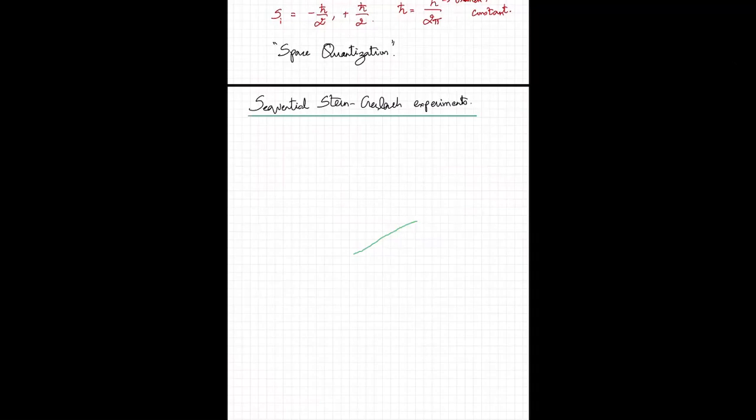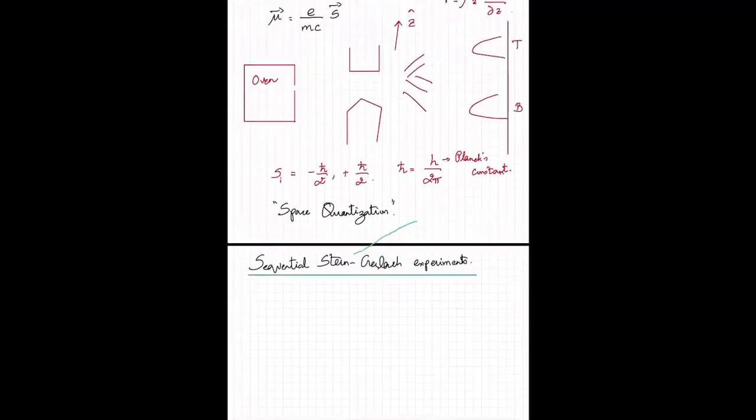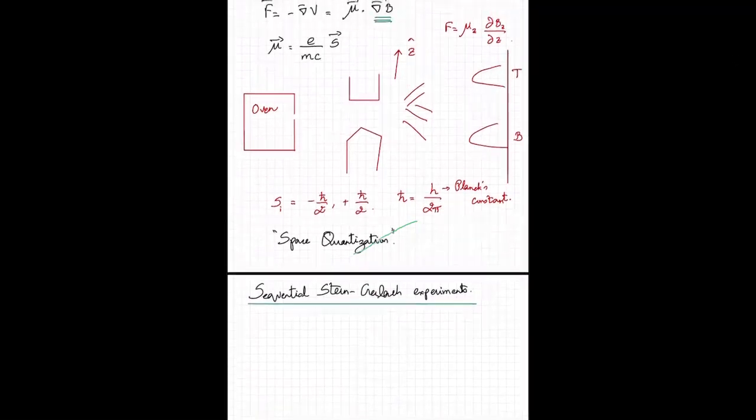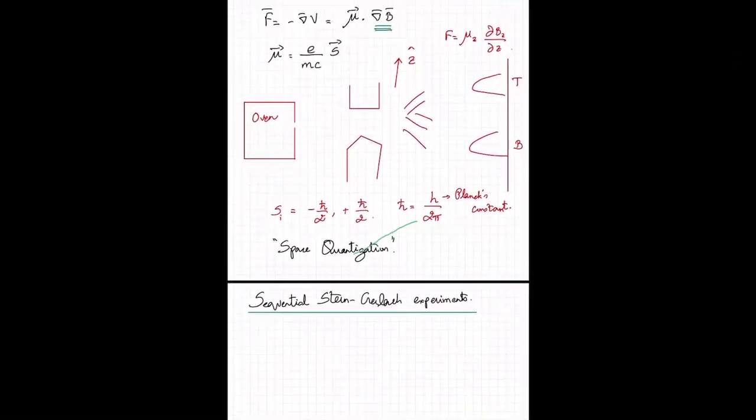So how am I going to do this? First of all, notice that I can place these magnets either along the Z direction, X direction, or Y direction. It is completely up to me, right? So if I place it along the Z direction, there will be two clumps corresponding to Sz values, plus h bar over 2 or minus h bar over 2.